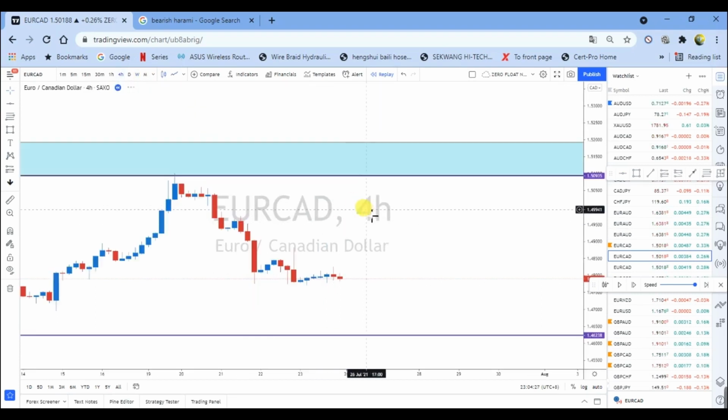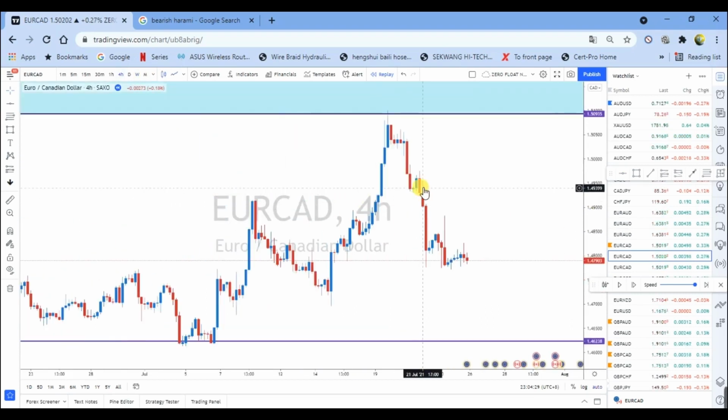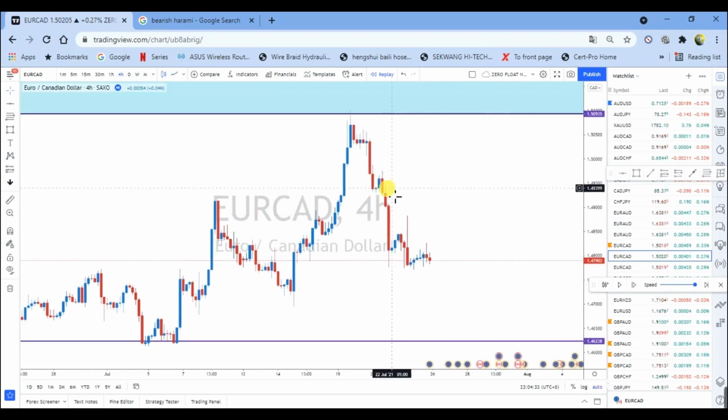So we go to the H4. Okay, we found out that there's a bearish engulfing here. So how do we find a continuation setup? As we can see, there's one here. I believe there's a setup inside here. We probably can have a look.